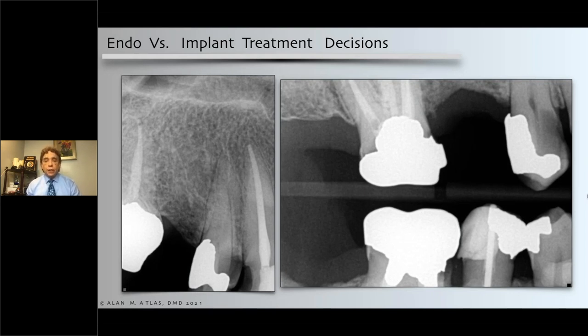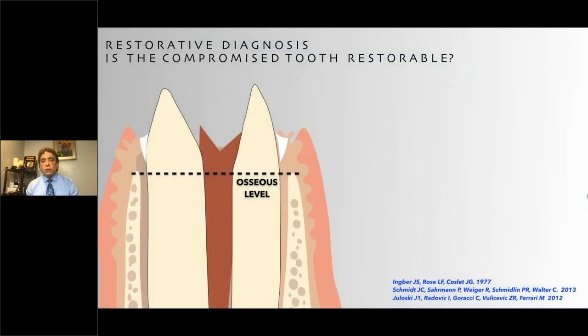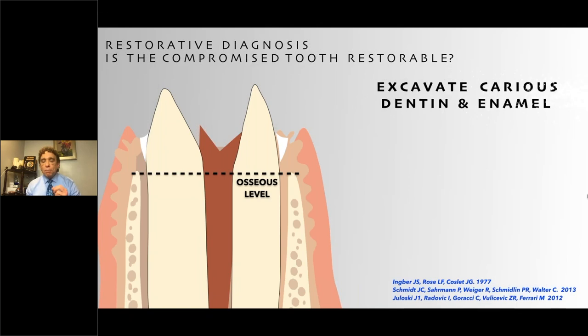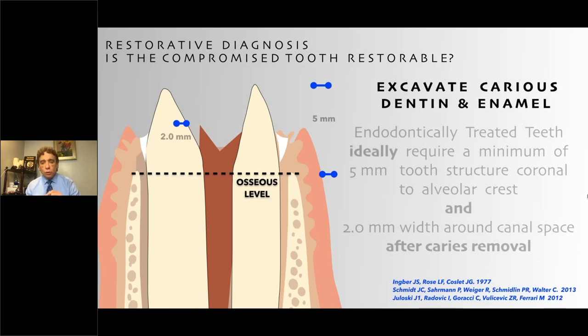Certainly, a single implant in this case would be the way to go. But I would look at all those other factors that I just talked about and make sure it can be done. So in that case, I'm going to remove the caries. I did my endodontic diagnosis. Now I'm going to do my restorative diagnosis. Is this tooth savable? I must excavate all the caries, dentin, and enamel. This is going to allow me to come up with this equation.